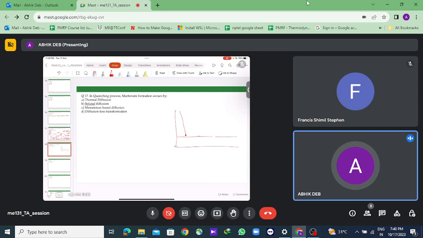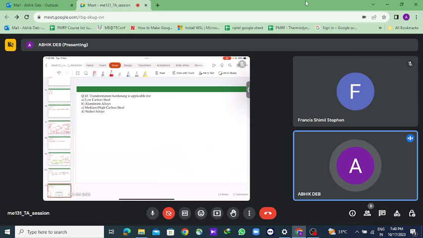Now coming to the next question. Transformation hardening is applicable for which of these: low carbon steel, aluminum alloys, nickel alloys, or medium to high carbon steel? So for which of these is transformation hardening applicable? Sir, medium or high carbon steel.